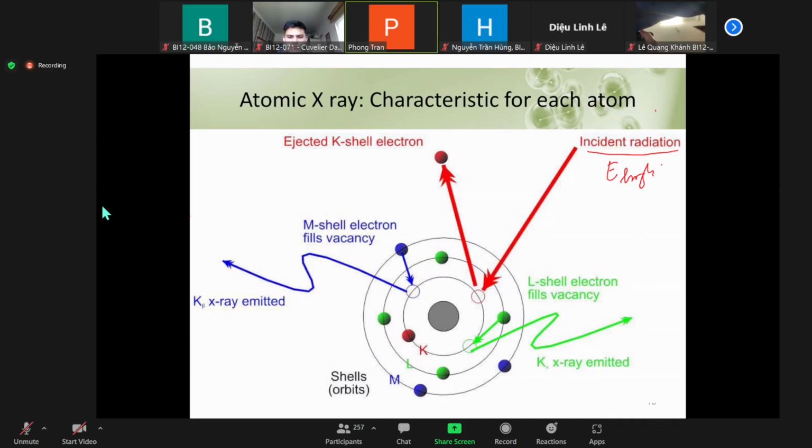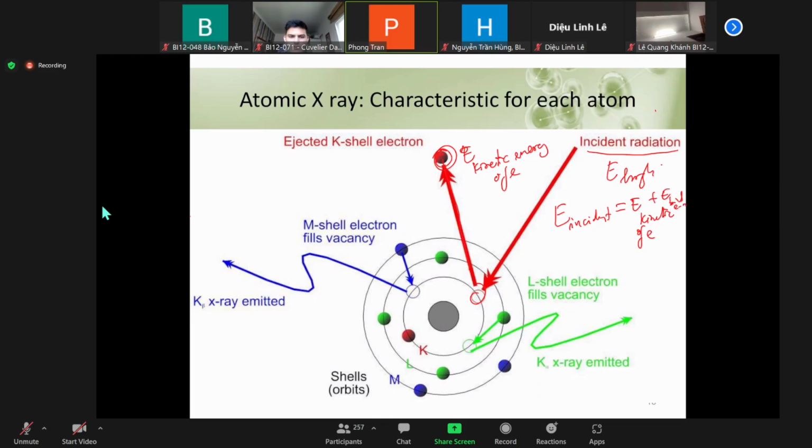Okay, so let's say you have the law of energy conservation. So you have the incident electron energy, E incident. When you inject the incident energy, the electron will fly out. And when it flies out, you will have a kinetic energy of the electron. So the incident energy input equals the kinetic energy of the electron plus the binding energy between the electron and nuclei.